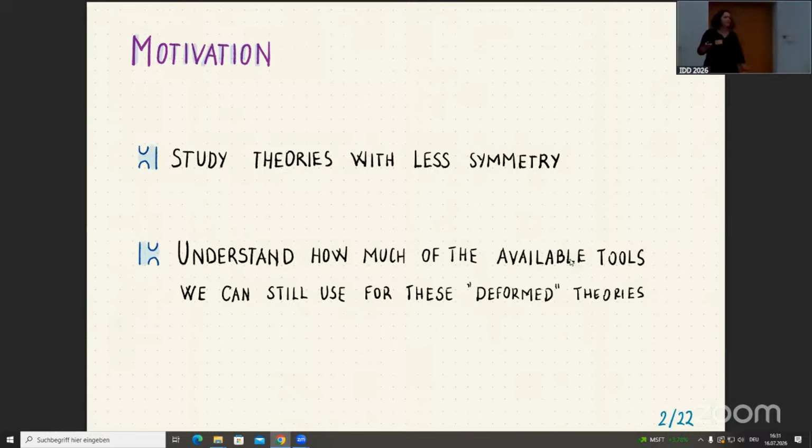So the motivation, the first motivation is the same as many of the talks here, which is going a bit away from having a lot of symmetry, so having a bit less symmetry. And then more importantly, seeing how much of these available tools that we had when we had all the symmetry we can still use in a certain way.